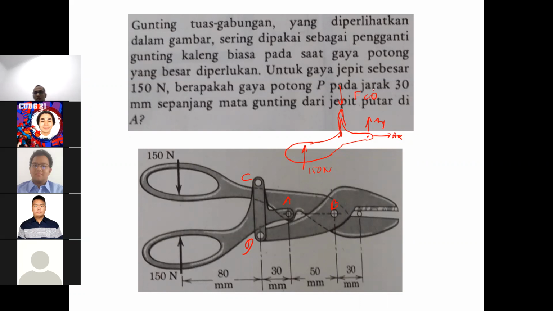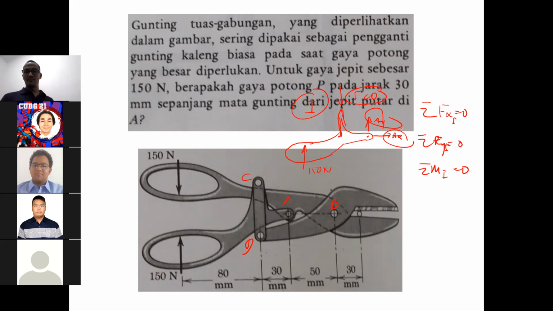Can we solve this free body diagram? Yes. We can solve it because we have three unknowns, Ax, Ay, FCD, and this is our first free body diagram, and we have the equations sigma Fx1 equal to 0, sigma Fy1 equal to 0, and sigma moment 1 equal to 0. So we can solve FCD, Ax, and Ay. After we solve those three, we can go for the next free body diagram. The next free body diagram is supposed to be the cutting part, right, David? Yes. So we will draw the cutting part.